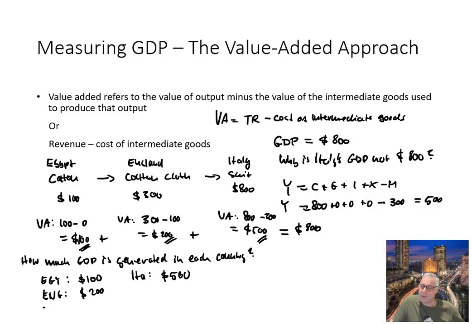The fact of the matter is that people consumed 800, and so somebody bought the suit for $800, but we still have to subtract the imports, because imports are reported not only for final goods but also intermediate goods, so that is important.